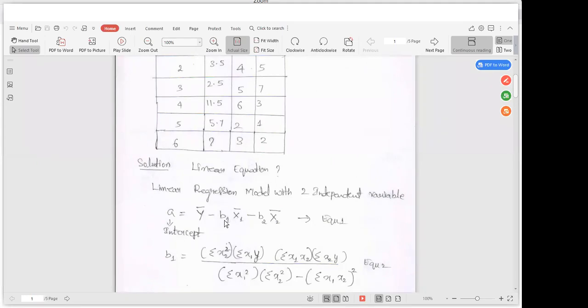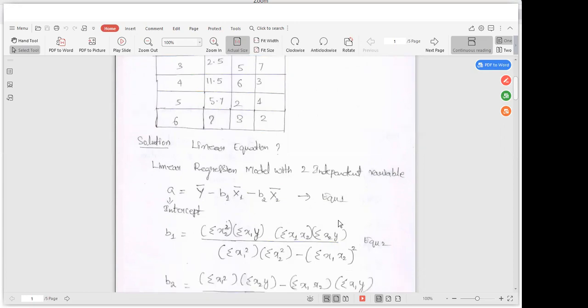To find b1: b1 is equal to summation of x2 square into summation of x1 y, minus summation of x1 x2 into summation of x2 y. The minus is missing here; it is not seen in scanning. All of this is divided by summation of x1 square into summation of x2 square minus the whole square of summation of x1 x2. So this we can call equation 1, and the intercept formula equation 2.